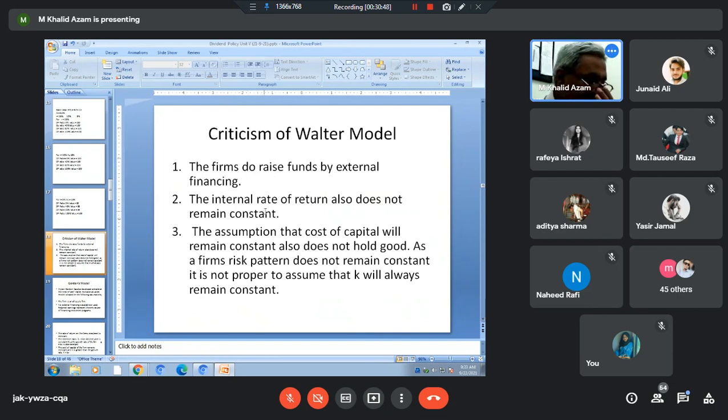Before this, before Gordon. See, the model of Gordon is also very close to the Walter model. And here also he has tried to prove what will be the position of the share when we pay dividend under different conditions. And he has also taken the three conditions, that is the growth firm, the normal firm, and the declining firm. But there are two things which we have to keep in mind.